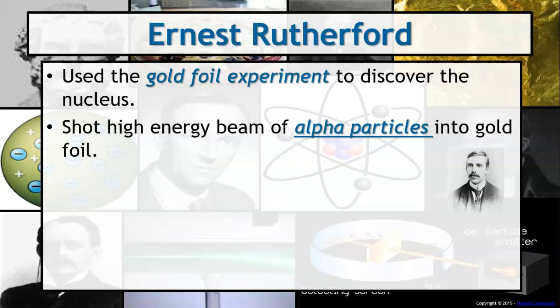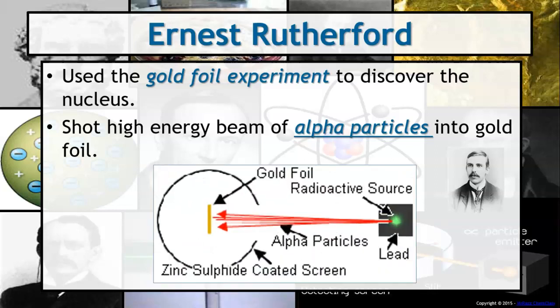What he did was he shot a high energy beam of alpha particles. Alpha particles are positively charged, and he shot them into a piece of gold foil. Gold foil is very much like aluminum foil, only made of gold instead of aluminum. So here we have a sketch of what he put together. He had a semicircle type of barrier that was coated on the inside with zinc sulfide, which is fluorescent. In the middle was his piece of gold foil, and outside that semicircle protective area, he had a lead box that shot out the alpha particle stream.